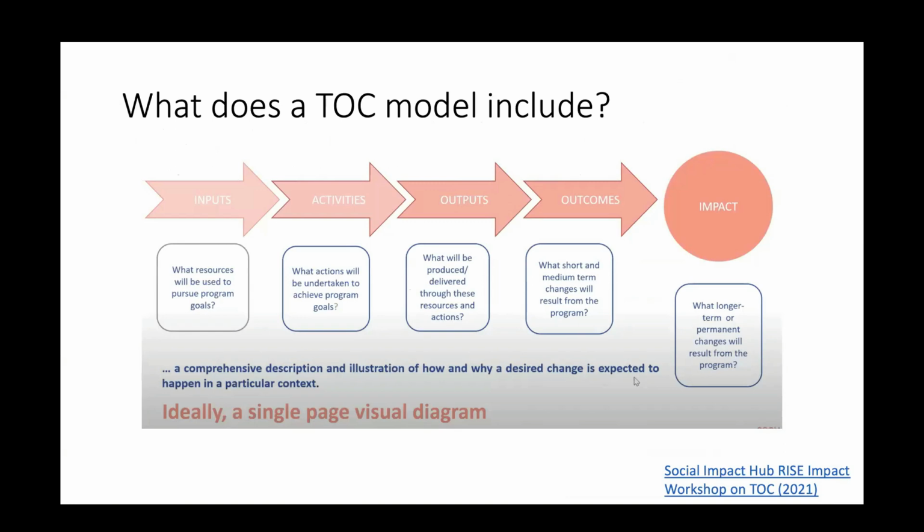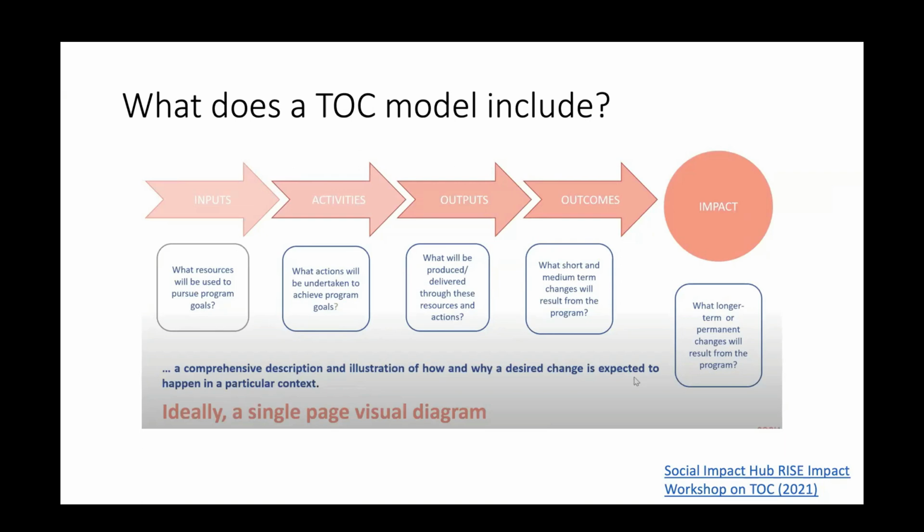So inputs are what resources are used to do something. So for example, inputs are people, money, the number of people in your clinical engineering department, the budget that you have to do your work. It's very tangible, practical inputs to the process. Activities are actual activities or things that are done. So what does, for example, a clinical engineering team in a hospital or clinical engineering function in a country, what does it do?